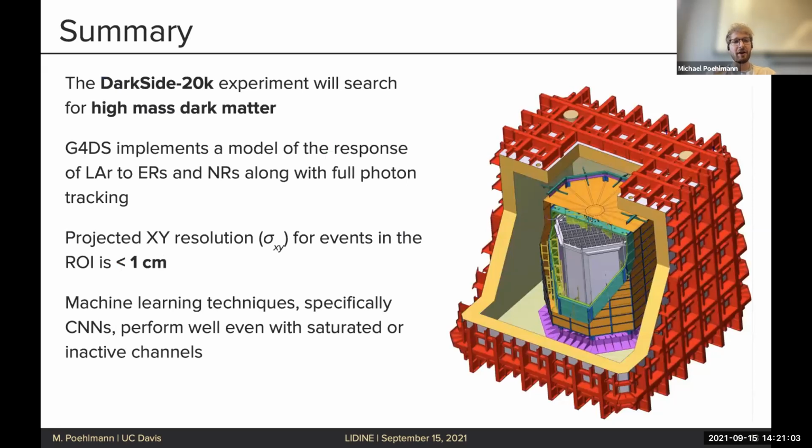So to summarize, we will be searching for high mass dark matter with the DarkSide 20K experiment. And we use a dedicated Monte Carlo to simulate these events, which we've tuned on DarkSide 50 data. We expect better than 1 centimeter resolution for the XY reconstruction, which is sufficient for our background requirements, and that machine learning techniques, specifically convolutional neural networks, show great promise for dealing with saturated or inactive channels.